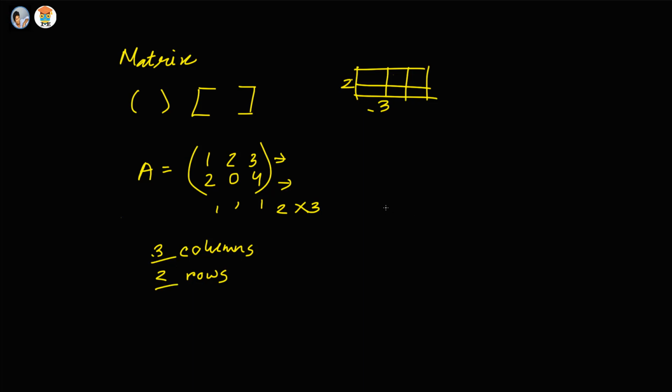Again, we have another matrix, say B, which is equal to say 1 0 1, 0 2 1, 1 1 0. So how many rows are there? First row, second row and third row. So 3 rows by first column, second column and third column. So there are 3 columns.